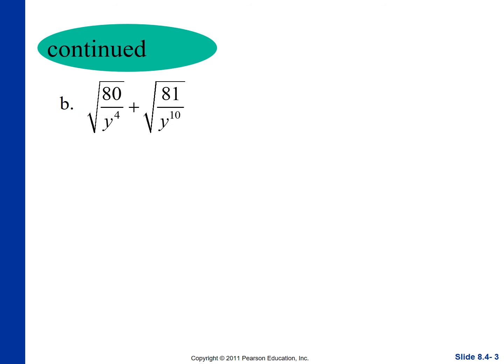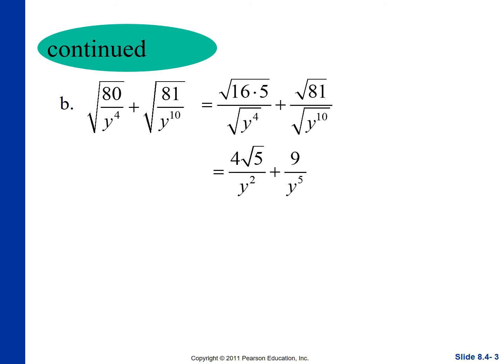Okay, here we have the square root of 80 over y to the 4th plus the square root of 81 over y to the 10th. So again, we're going to break this up. So this is going to be the square root of 16 times 5, right? 16 goes into 80 five times, so over the square root of 4 y to the 4th, excuse me, and then plus the square root of 81 over the square root of y to the 10th. So what we're going to end up with here is 4 square root of 5 over y squared plus 9 over y to the 5th.